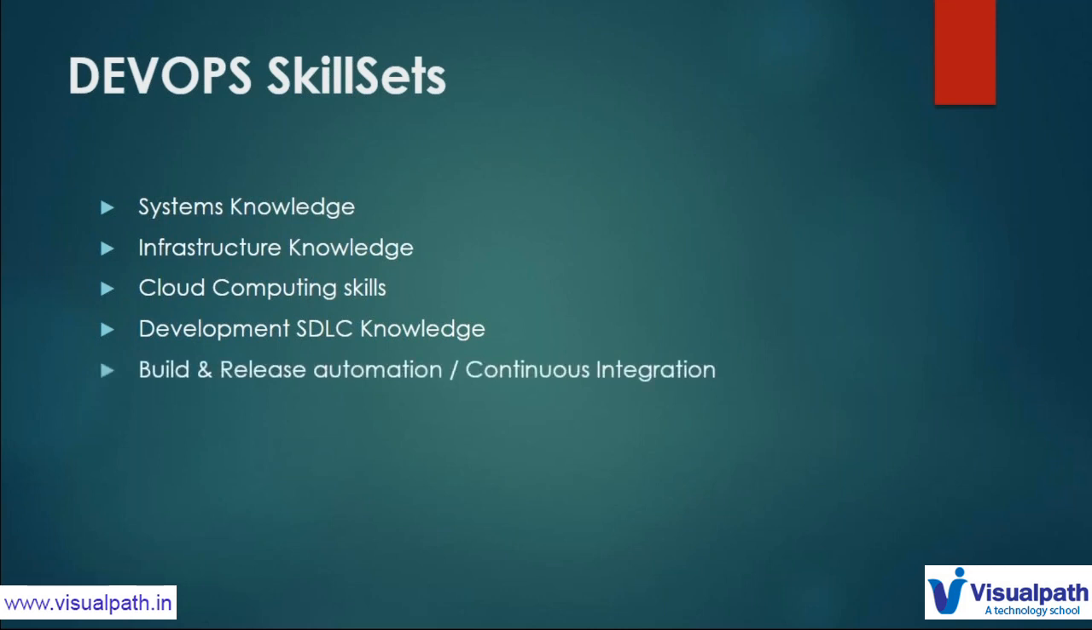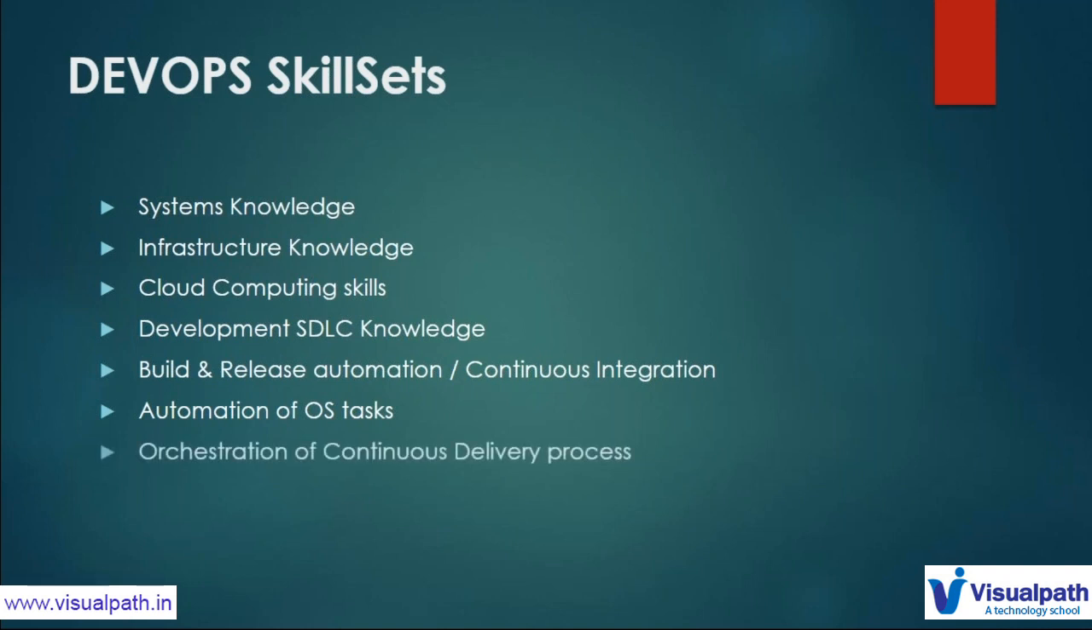Build and release automation, which is called continuous integration. You need to know what it is and how to do it. Automation of operating system level tasks, right? Installing packages, services, configuration changes. Orchestration of the entire process, continuous delivery we call it, integrating everything together. Network and security knowledge is important because you're going to automate those things also, like firewall rule changes and network support changes, stuff like that.